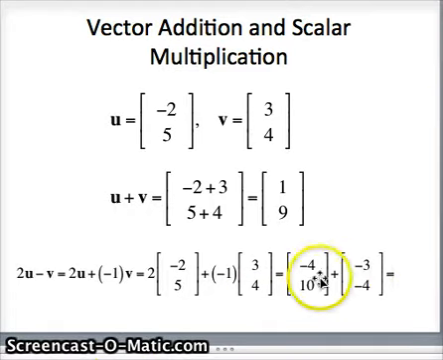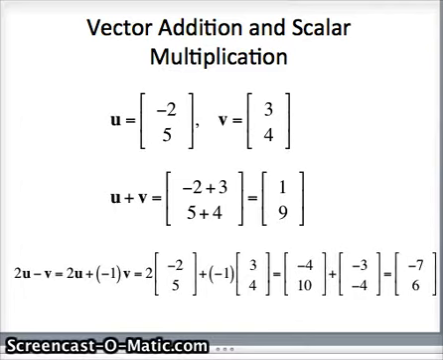So now that we're here, we recognize all we're doing is adding the components. -4 plus -3 is -7. 10 plus -4 is 6. And that will indeed be our resultant vector of twice the vector u minus the vector v.